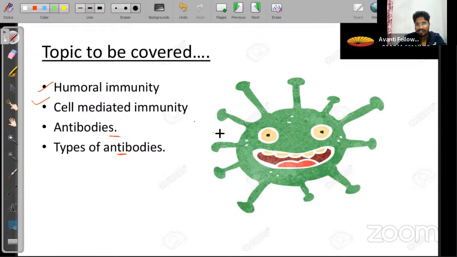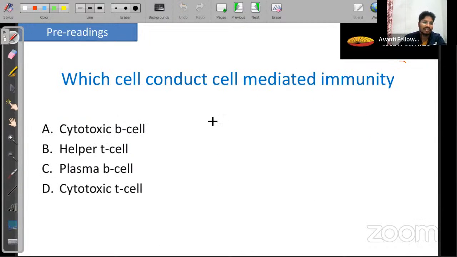Okay, right? Well, here is a question for you people. Which cell conducts the cell mediated immune response? इनमें से कौन सा cell cell mediated immune response को conduct करता है? Option A, cytotoxic B cell, option B, helper T cell, option C, plasma B cell, option D, cytotoxic T cell. I'm launching the poll for the question and I hope you can answer.